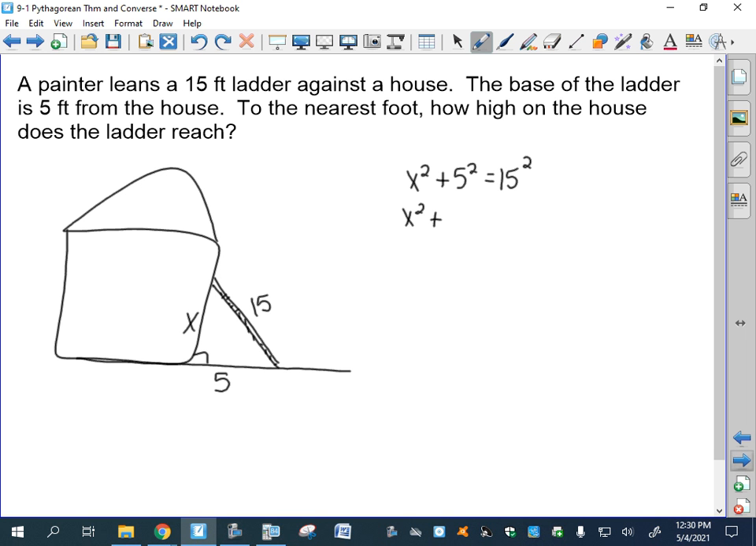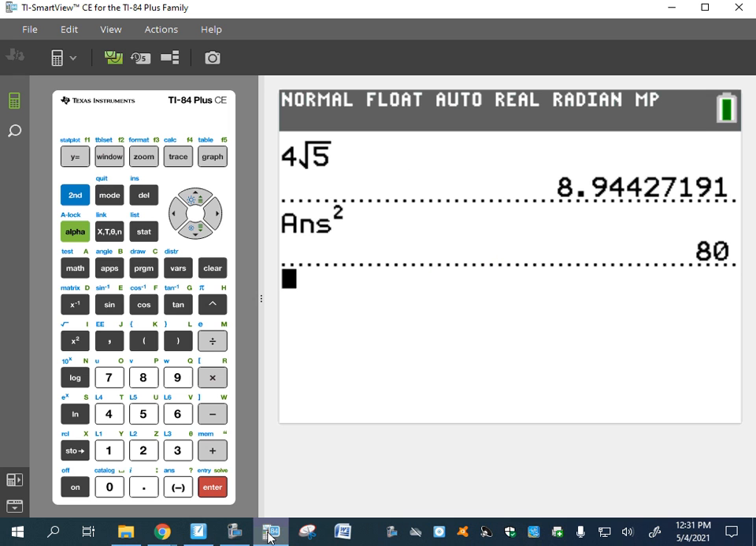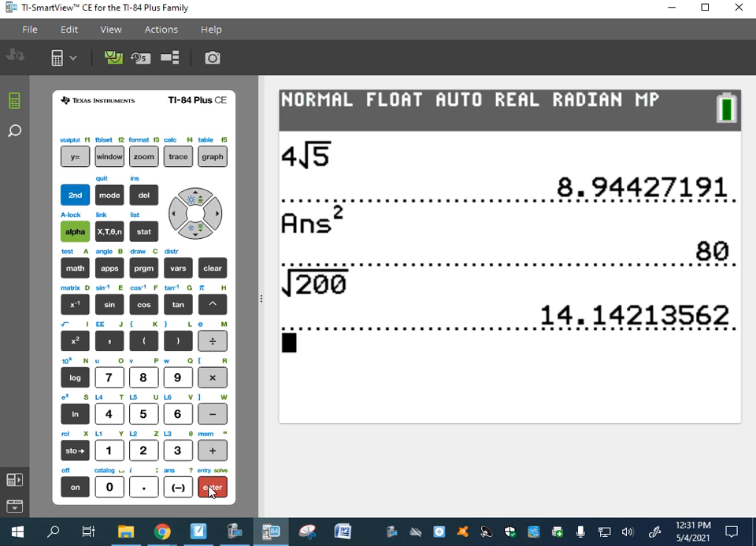What's 5 squared? 5 squared is 25. What's 15 squared? 225. Now on this one, since it's a word problem, we're not going to answer as like 10 square root 2 or whatever. We are going to just round to the nearest foot. So I would just type in your calculator square root of 200, and that's how you answer most word problems. You just round them.